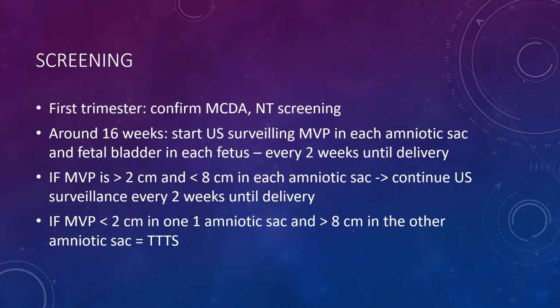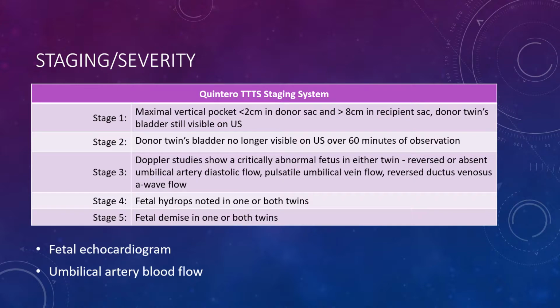However, if the maximum vertical pocket is less than 2 centimeters in one amniotic sac and greater than 8 in the other, that means one has oligohydramnios and the other has polyhydramnios, then you can diagnose TTTS. So a widely used staging system is called the Quintero TTTS staging system, and they stage it from stage 1 to stage 5, with stage 1 being the least severe and stage 5 being the most severe.